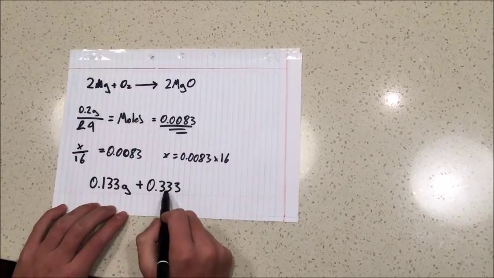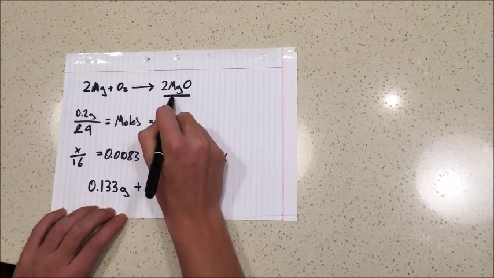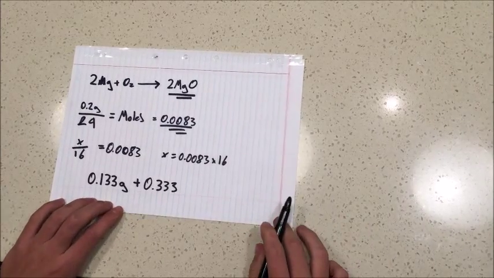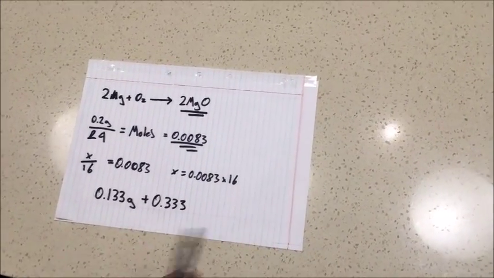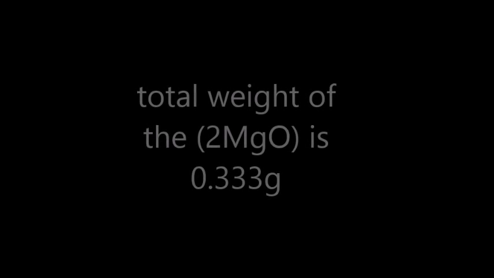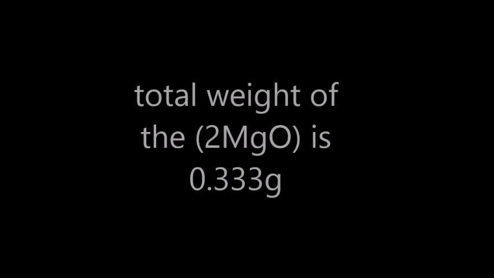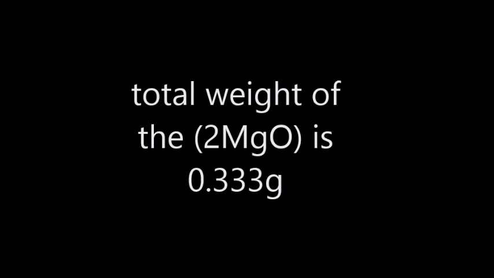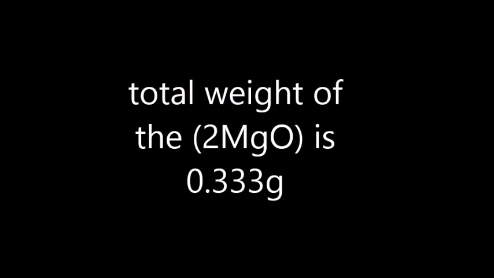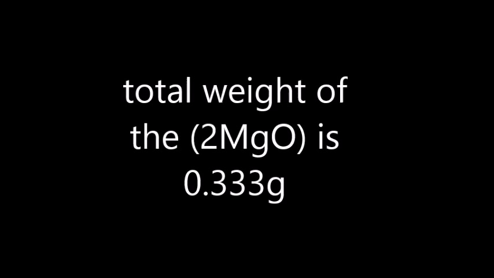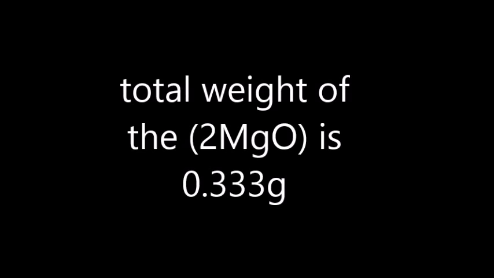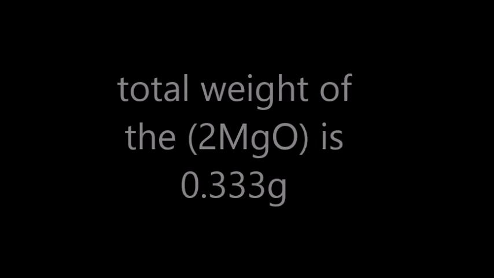This is the total weight of the compound magnesium oxide. Now that we have done the reaction formula, we now know that the weight of magnesium oxide is 0.333 grams. We are now going to do the physical component of this and do the experiment and compare our findings.